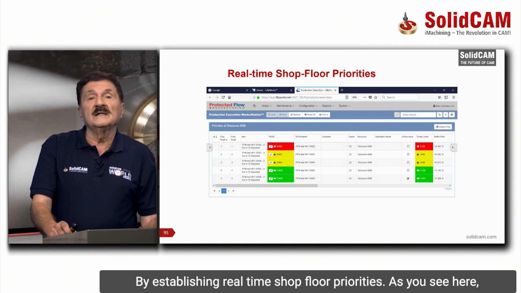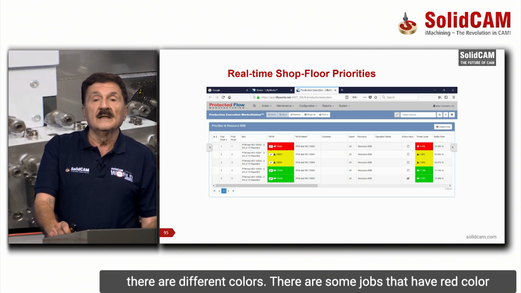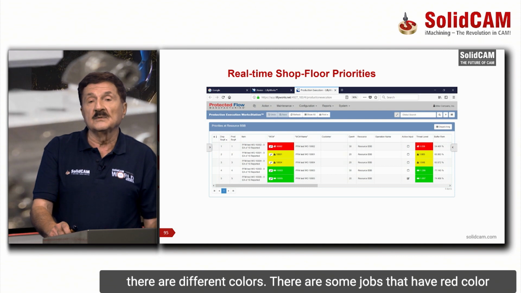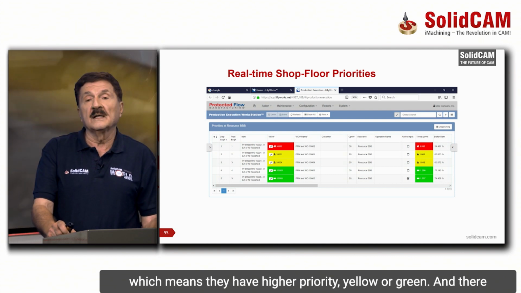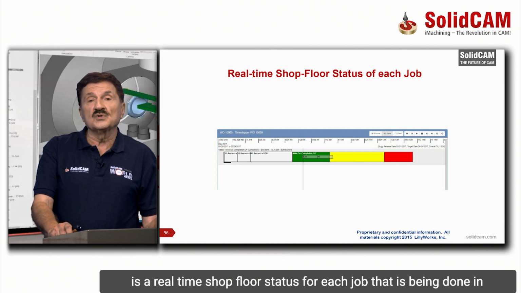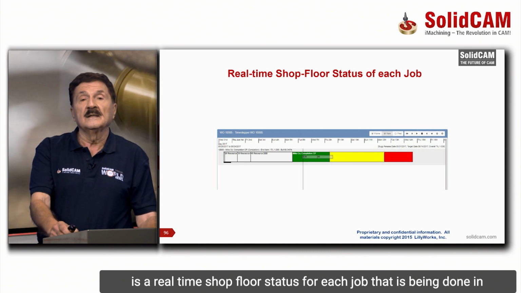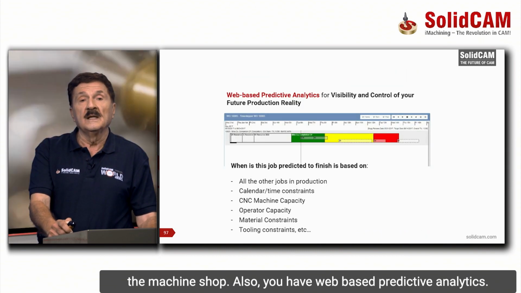By establishing real-time shop floor priorities. As you see here, there are different colors. There are some jobs that have red color, which means they have higher priority, yellow or green. And there is a real-time shop floor status for each job that is being done in the machine shop.